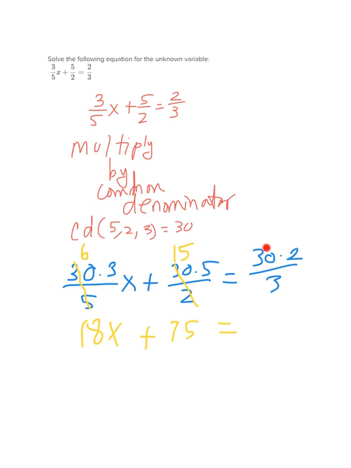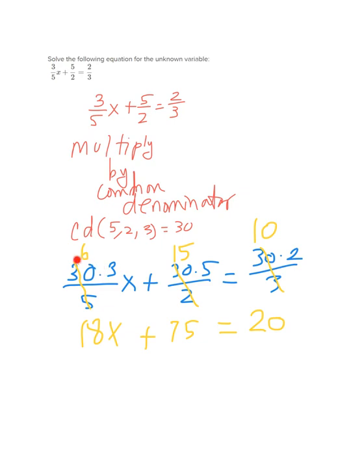Next, what is 30 divided by 3? 30 divided by 3 is 10. 10 times 2 is 20. So, look at the results. We multiply everything by a common denominator. The common denominator of 5, 2, and 3 is 30.